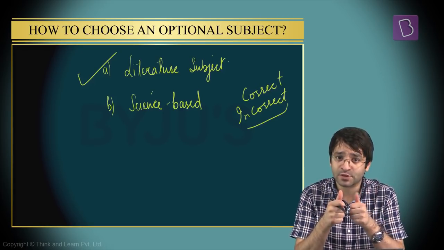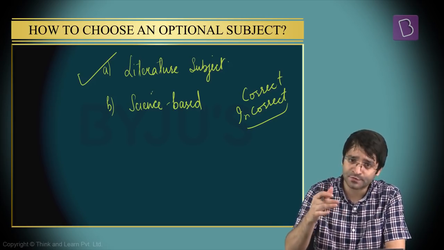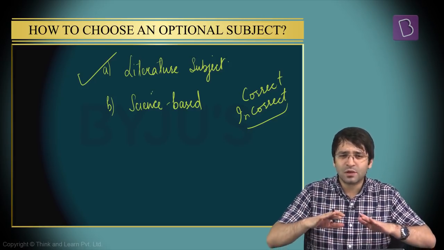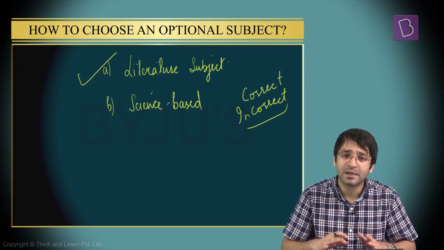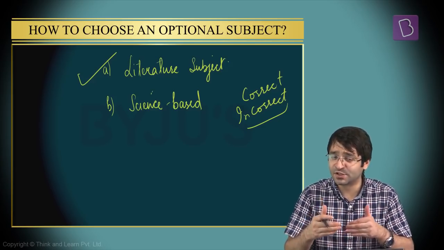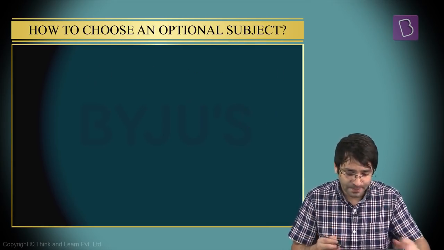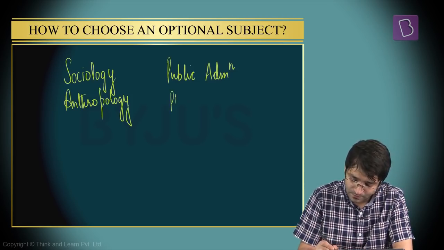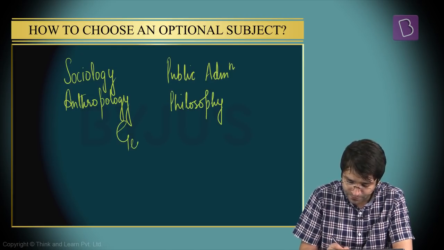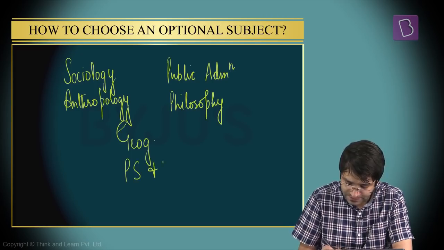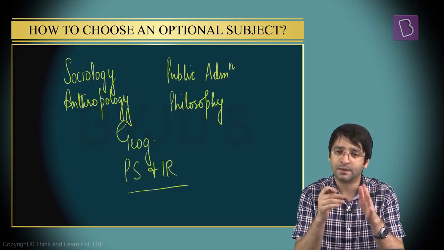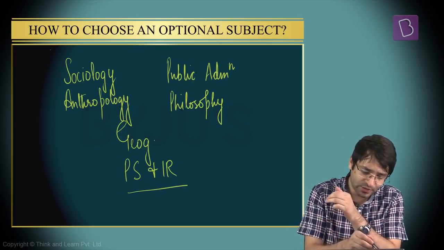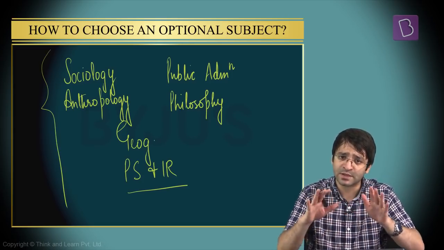So how can you decide upon an optional? If you're good in a literature subject, please opt for it. If not, if you're good in a science-based subject, please opt for it. If not, then all these optional subjects more or less are same. But even here, there are some optional subjects which are better than others. Which are these optional subjects? Sociology, anthropology, public administration, philosophy, geography, political science and international relations, psychology as well. So that means if you are not good in a literature subject, you are not good in a science-based subject, then you can choose any of these optionals mentioned in the UPSC notification.